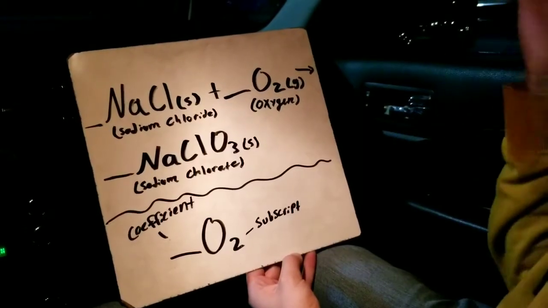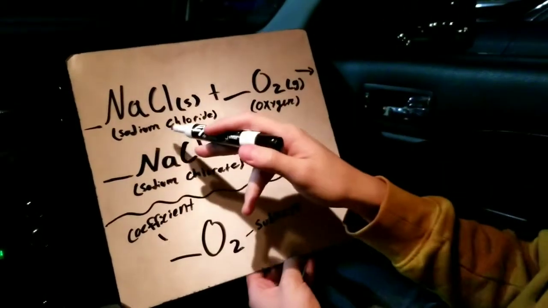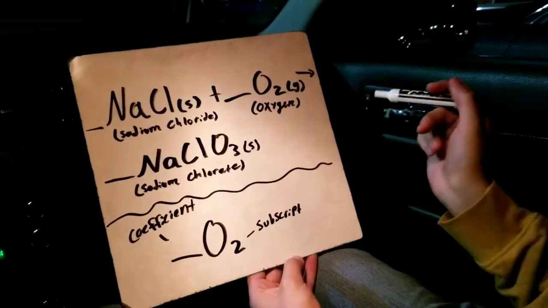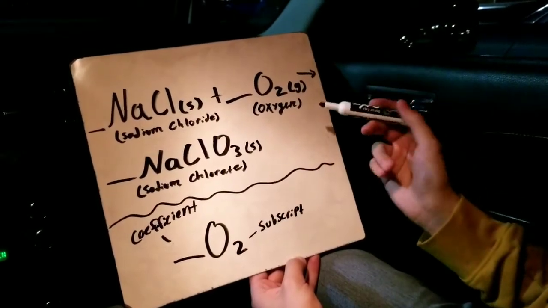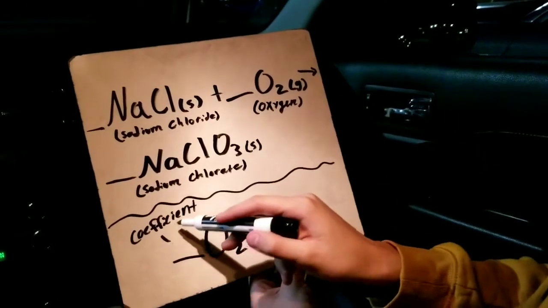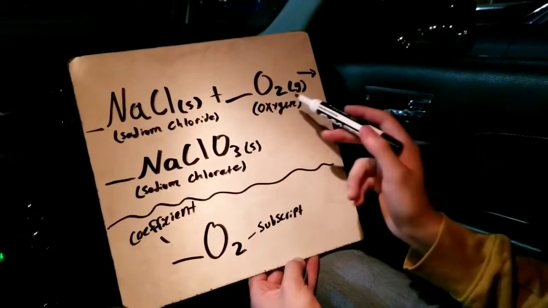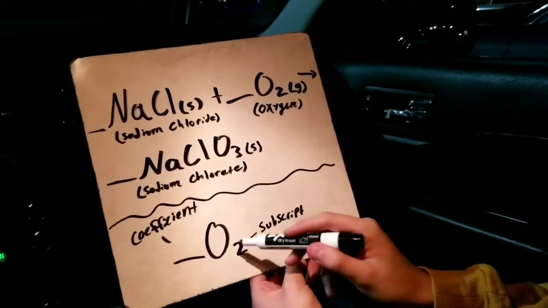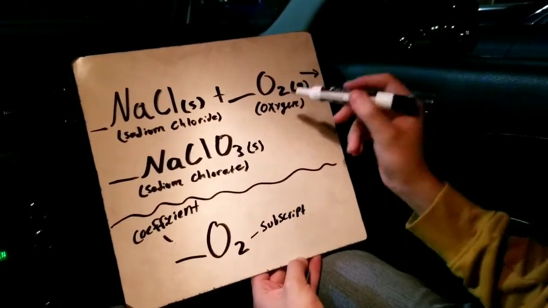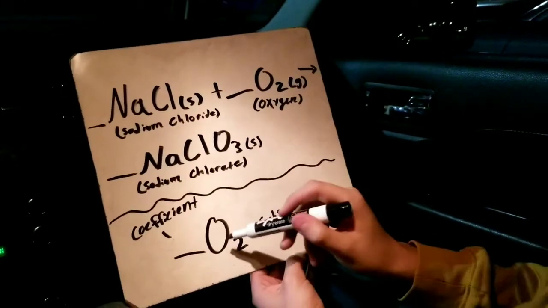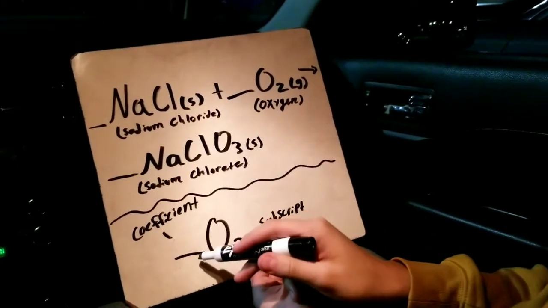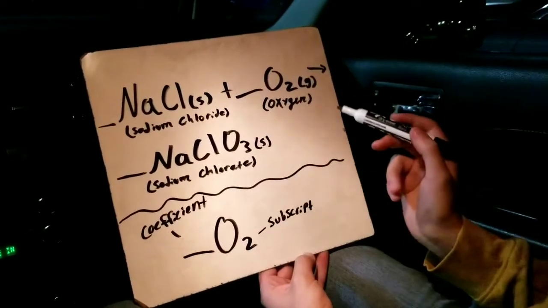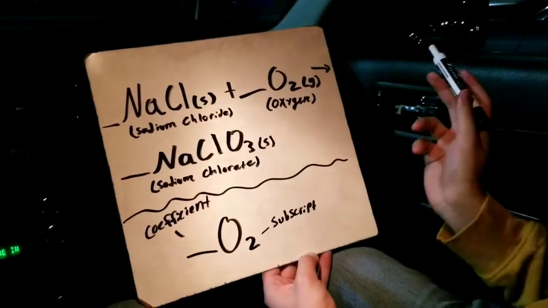Alright guys, so for this equation, we have sodium chloride reacting with oxygen to form sodium chlorate. But before we go into that, we're going to be talking about what a coefficient is, because that's what we're going to be looking for in order to balance them, and what a subscript means. So a subscript is telling you how much of an atom is in it to form the oxygen, for example the O2, and the coefficient is used to determine how much of it in total is being used in order to balance them.